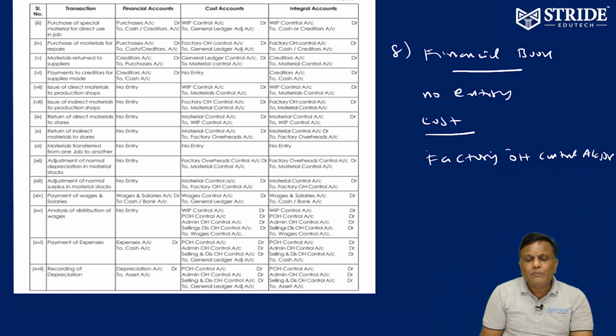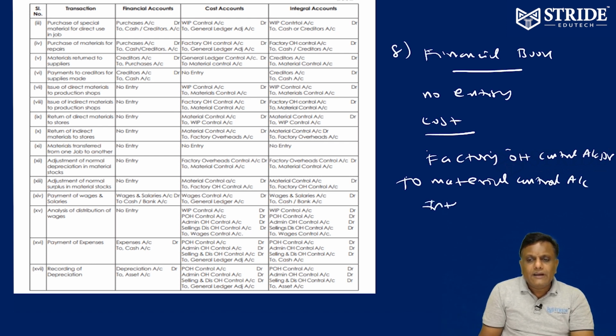See, if it is a direct material, WIP control is debited. If it is indirect material, factory overhead control account is to be debited. Factory overhead or production overhead or manufacturing overhead or works overhead. So indirect material means factory overhead control to be debited. Direct material means WIP control. Second, it is coming from material control stores only, no? Therefore, material control account to be credited.